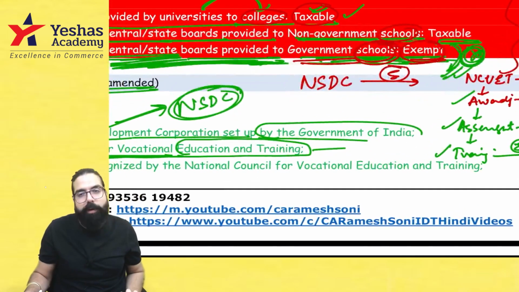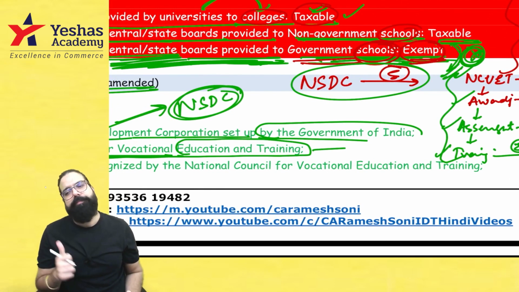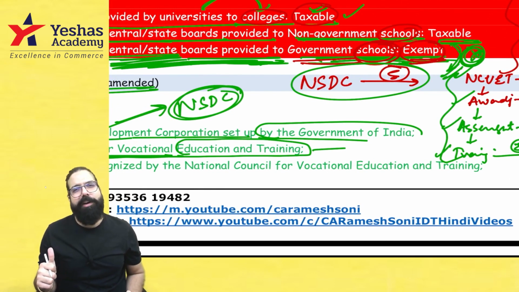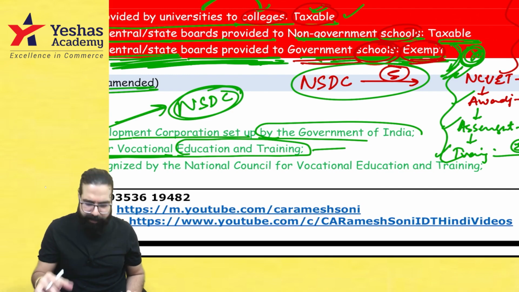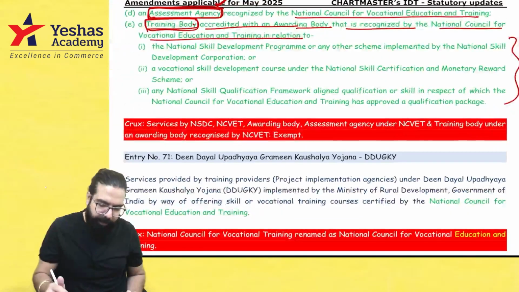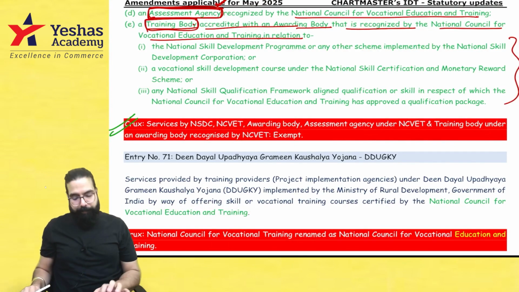I hope you will remember this point. The NSDC's service is exempted, these four also exempted. Wherever you see NCVT, awarding body under NCVT, training body under NCVT, or assessment body under NCVT, remember the GST is being exempted. Done, sir. This point is clear. I've written the crux over here. If you want, you can write it in your chart book and keep it.